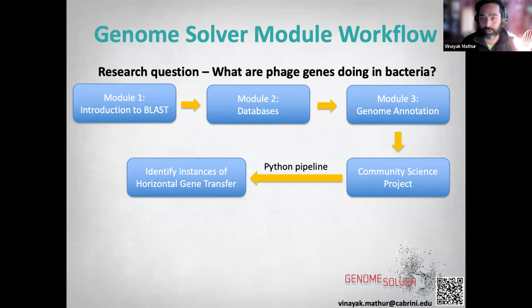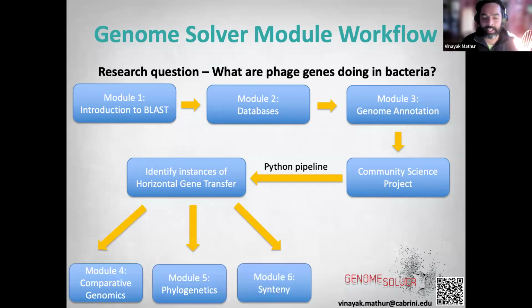And then once you have identified these cases, we can use these other three modules, comparative genomics, phylogenetics, and synteny, to analyze the data and see if the evidence of horizontal gene transfer that they identified can further be validated.